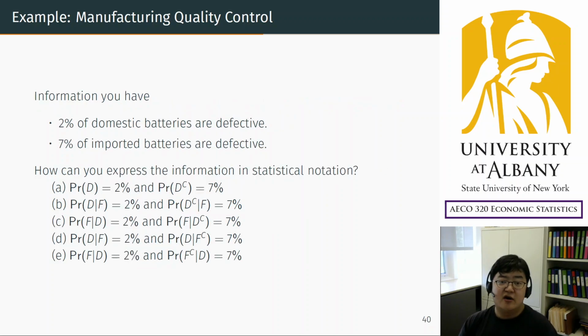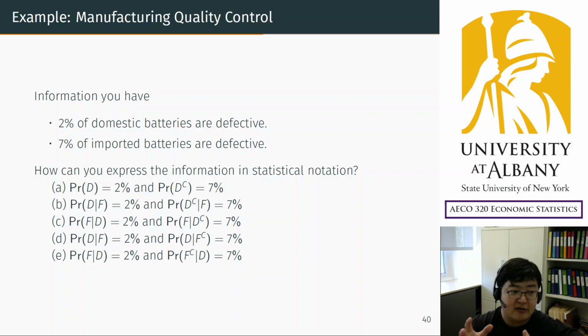And additionally, an important piece of information is this. I said there are two suppliers, and depending on the source of the supply, the defective rate can be different. So domestic factories make 2% defective batteries, and foreign factories make 7% defective batteries. You understand? The sentences are straightforward. You know what this information tells you.